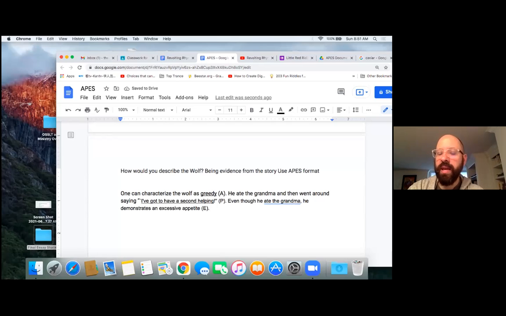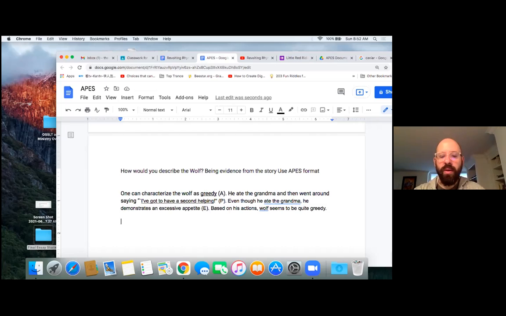And then what do you say at the end? The S is pretty much repeating what it says in the beginning. So based on his actions, the wolf seems to be quite greedy. That's how you do it. That's APES, and this is characterization. And Cody, you got it right away, right? Greedy is one thing. Or you could say he's horrifying, right?